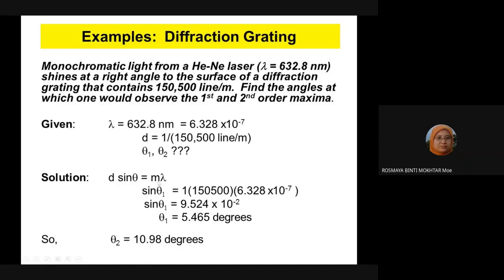So using the same formula, m is 1, then d is 1 per this one, times the lambda. Okay, so this is the first example. For the second example, you substitute m equals 2.